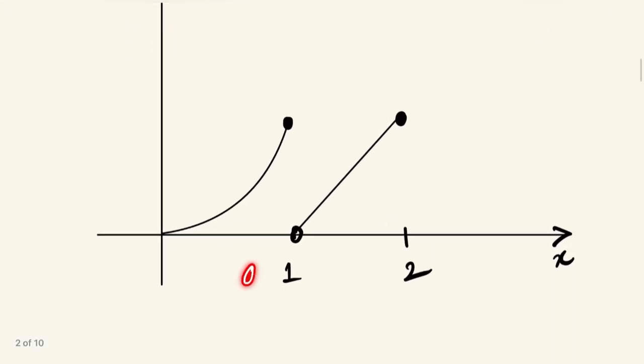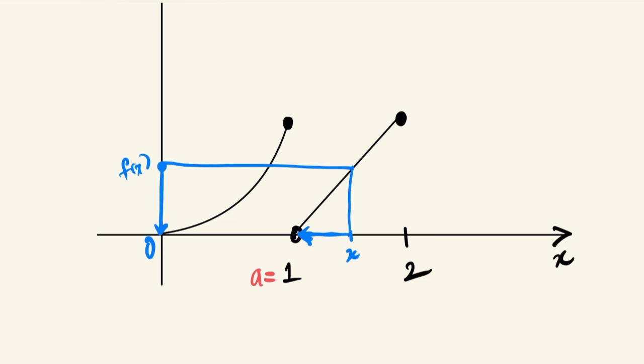Let's take, for example, a as 1 over here. Let's see what happens when x is approaching a from the right-hand side. If x is approaching a from the right-hand side, you can see that the corresponding value, which is over here, this is f(x), is approaching 0. So as you can see, x is approaching 1 from the right-hand side, f(x) is approaching 0.